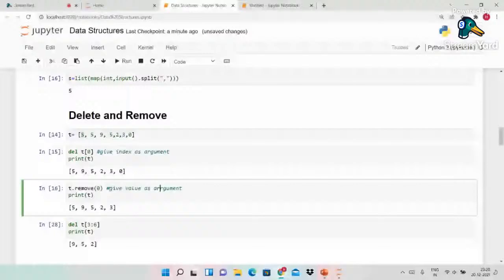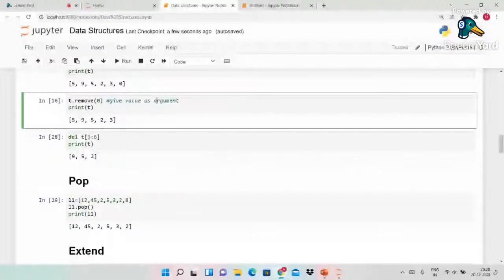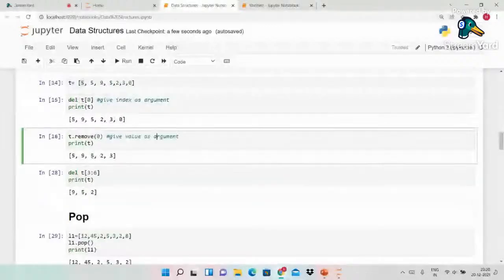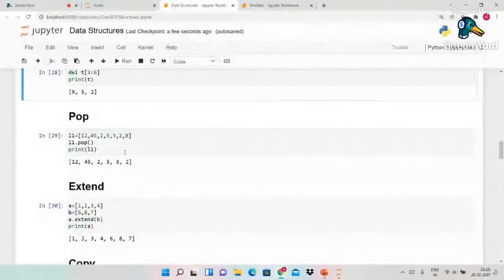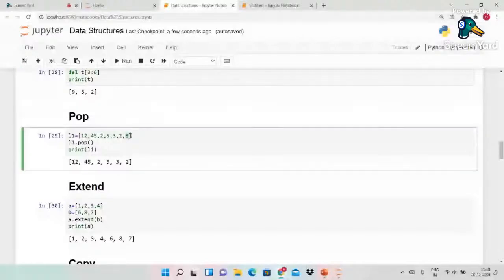Okay. So again, the slicing came here. Like, you're deleting from index 3 to 6. Pop is like you just pop out whatever is there at the last. Now, append, what do we do in append? We just add it to the end, right? Here popping is the deletion at the last index. Okay, that is it. Very simple.